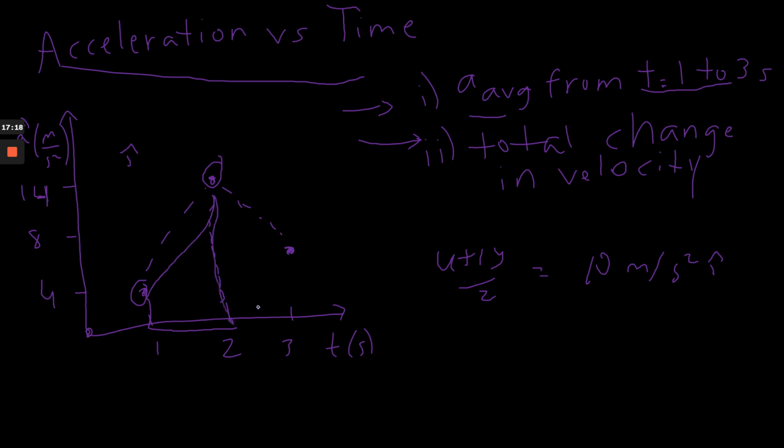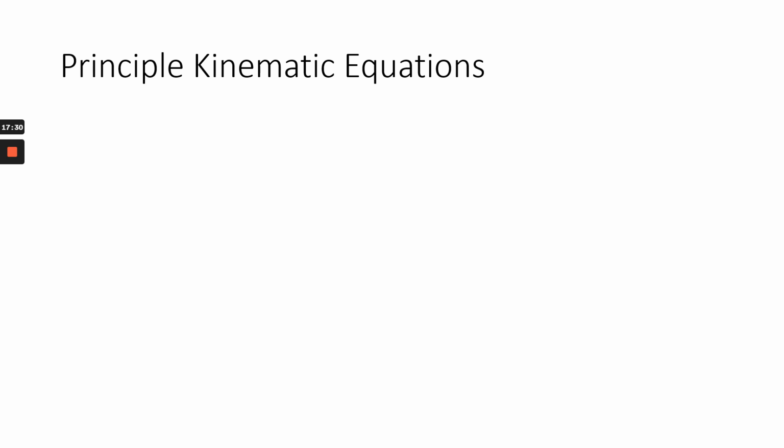It's terrible drawing, but hopefully you get the idea here. By using 2 trapezoids, T1 and T2, and finding the area, you're basically finding the area under this curve, which should give you the total change in velocity.